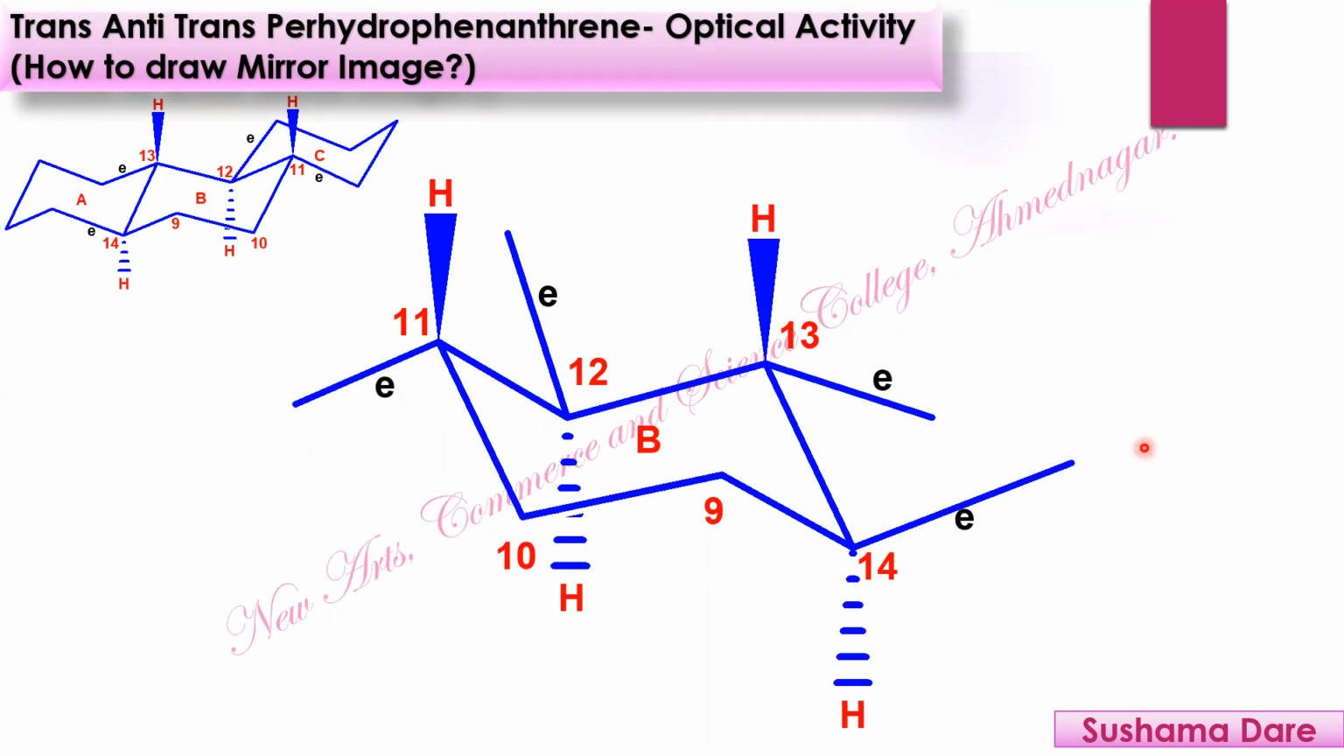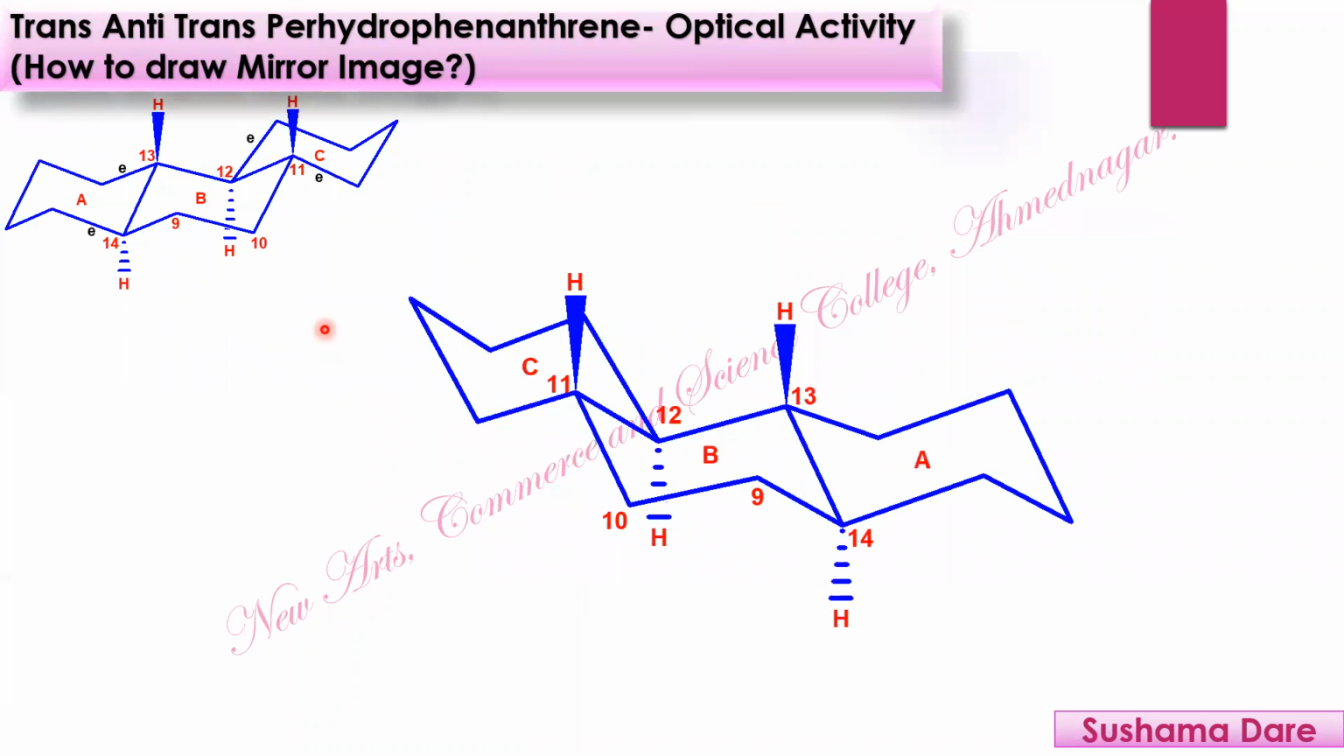Once you complete it, then your duty is to complete the ring also. So how to complete this ring A? Here you have to draw parallel with this line, and then you complete the ring. Same here, you have to draw the line parallel with the neighboring equatorial bond. So it has to be like this, and then you complete the ring. So next structure is this way, you complete the structure. So this is the mirror image of this structure.